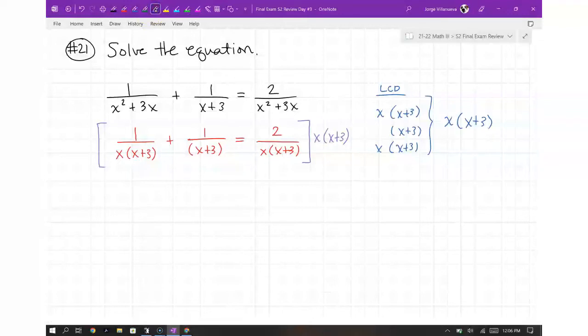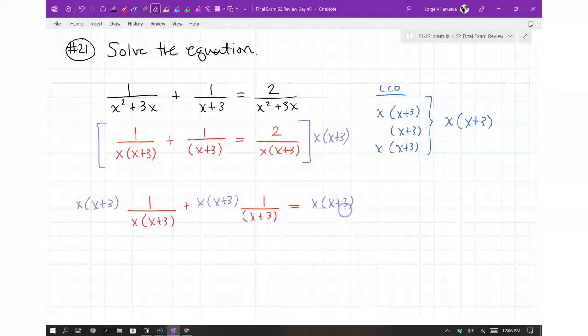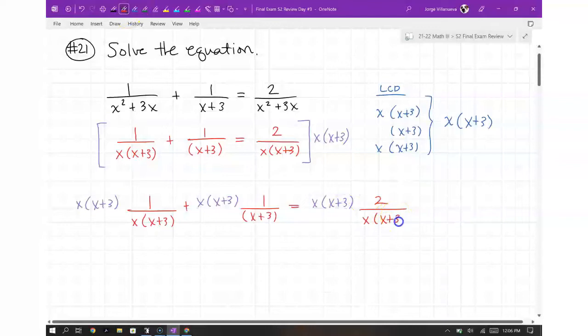So here we go. x times x plus 3 times 1 over x times x plus 3 plus, I'm just distributing it, okay? x times x plus 3 times 1 over x plus 3 equals x times x plus 3 times 2 over x times x plus 3.